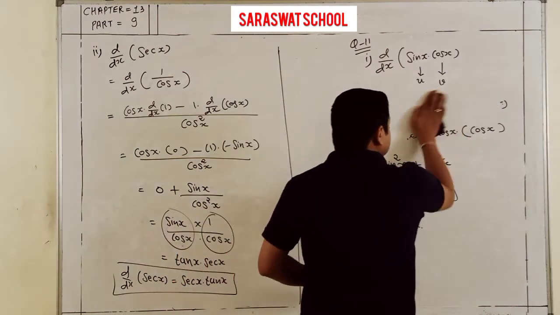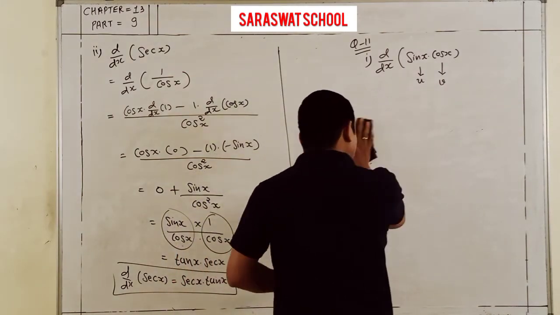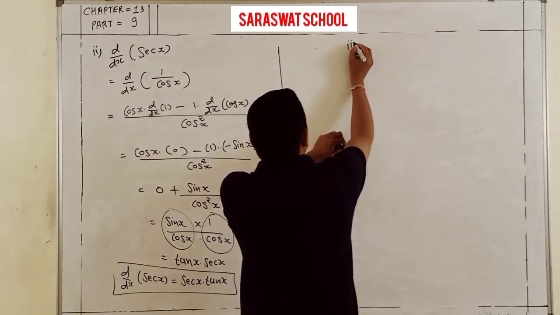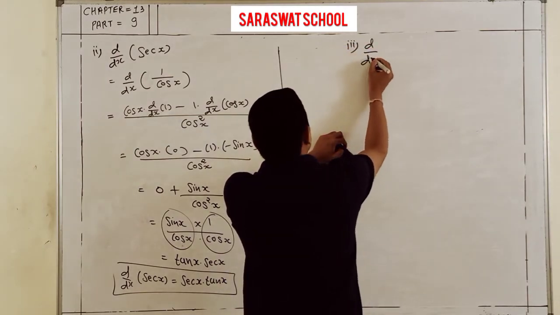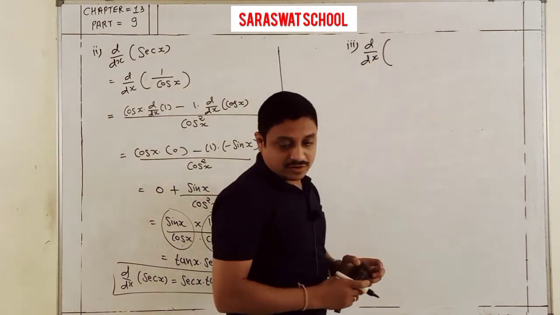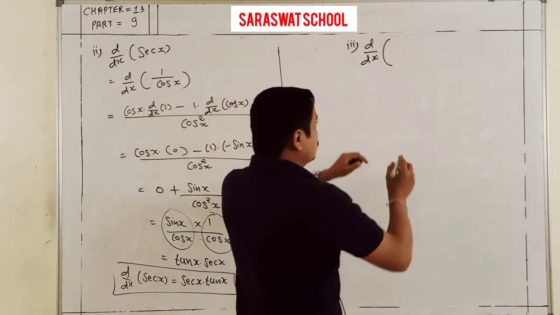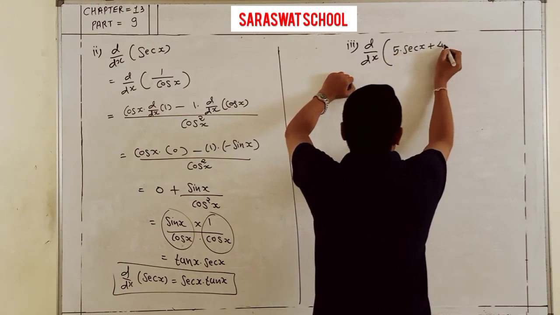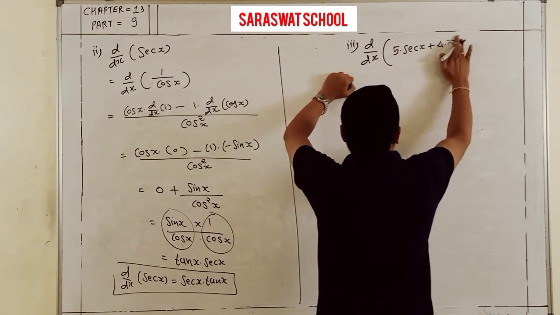Now the third question. It's also very easy. Third one, d dx of, there are two terms given: 5 sec x plus 4 cos x.